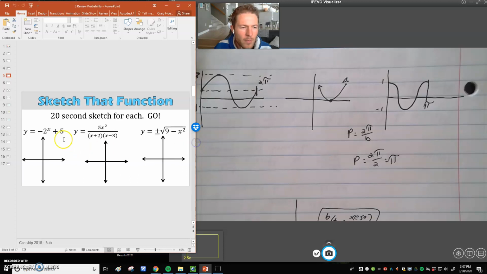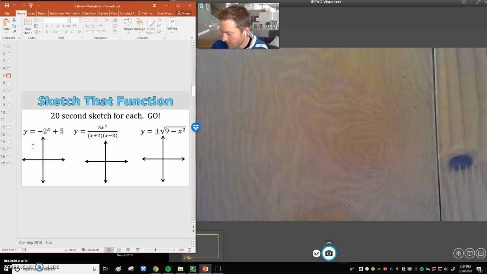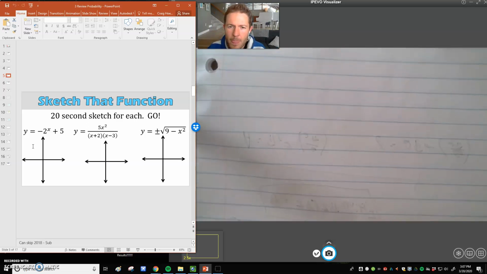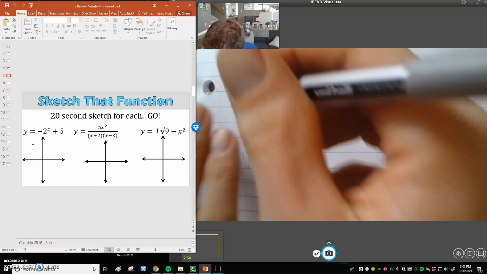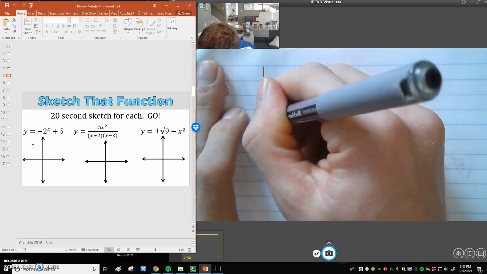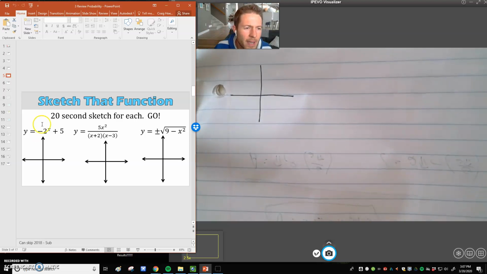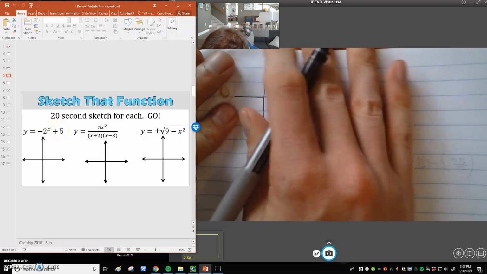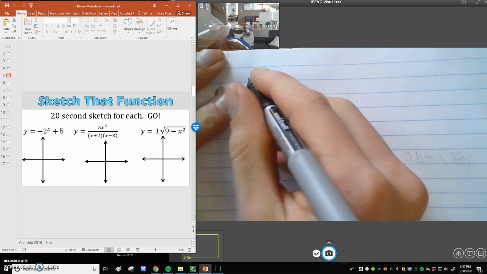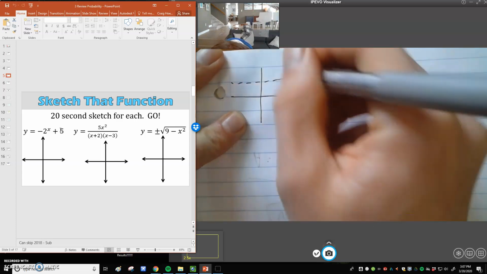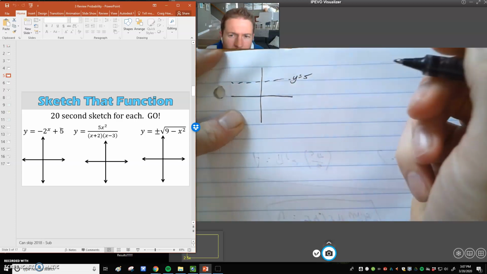3 more functions. We saw one like this, so I want to give us another round of practicing that. Let me get some clean paper here. All right, this very first one. So this plus 5, that's our asymptote. I'm just going to sketch that plus 5 in right off the bat, as y equals 5 there.